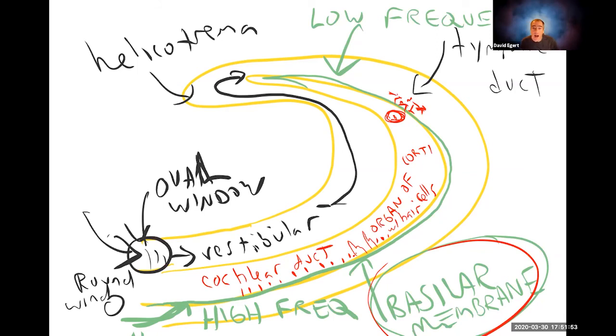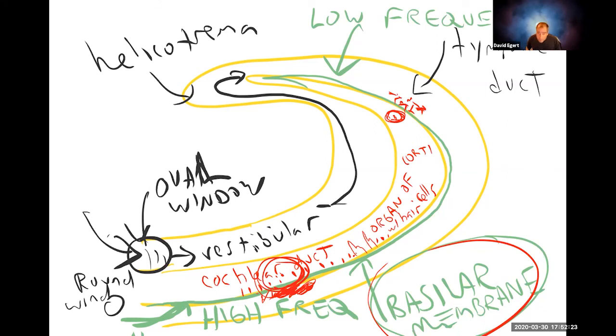If it's a high frequency, then you're going to have the basilar membrane absorbing it and shaking closer to the oval window part here, and it's going to shake up the organ of Corti and the hair cells over on this part of the cochlea, and those hair cells will depolarize and send a message to your brain, so your brain knows that it's a higher pitch sound.